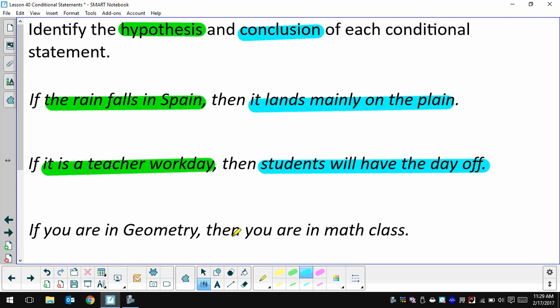So go ahead and pause and try this last one. So if you are in geometry, then you are in math class. You are in geometry comes after if and before then, so that's my hypothesis. You are in math class is the stuff that comes after then, so that is my conclusion.